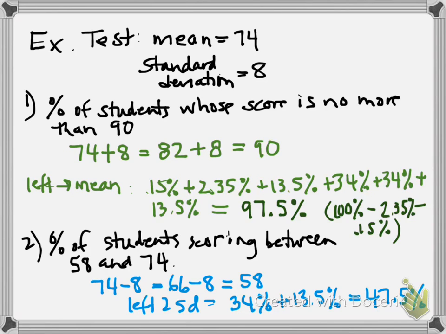Patrick? Where'd you get the 8 from again? That was given, remember standard deviation at the top? It was 8. So the only numbers we can use, because the only numbers they gave us, was that we have a mean of 74 and a standard deviation of 8. The other numbers are what we know has to be true about a normal curve.